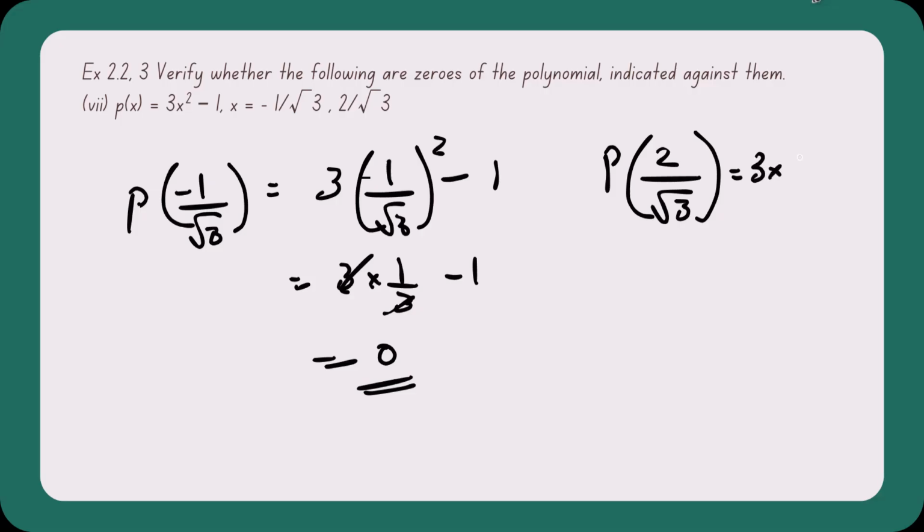Okay, root 3 squared is 3, minus 1, right? So we'll cancel out and we'll get 4 minus 1, which is 3. So I can say minus 1 by root 3 is the 0 of the polynomial. 2 by root 3 is not the 0 of the polynomial, right? You can easily find it: if the polynomial becomes equal to 0, then that is the 0 of the polynomial. So the value that you substituted will end up being the 0 of the polynomial. It's as simple as that. Okay, I hope it is clear.